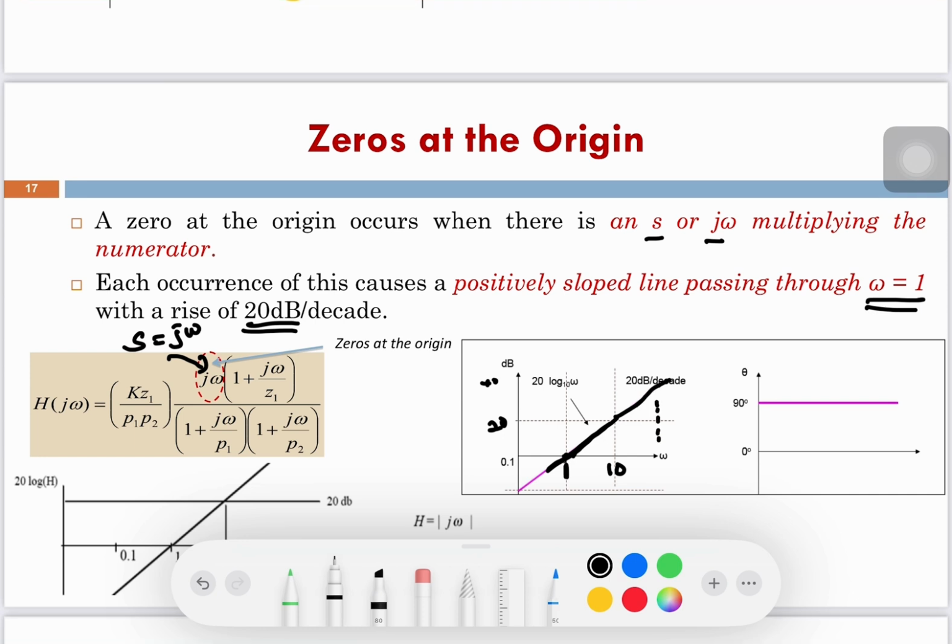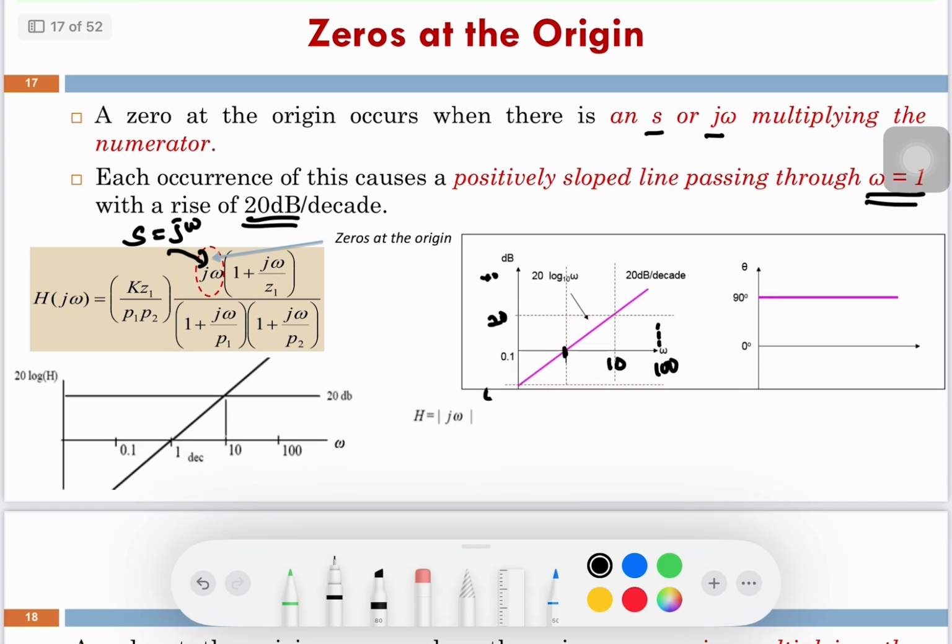Okay, dekat 1, so dekat 100 dia akan naik 20 lagi, which is 40. Okay, bawah ni dia akan naik 0.001 macam tu. Bermaksud bila kita nak lukis zeros at the origin, dia mestilah akan melalui, slope tu akan melalui 1, omega equal to 1 at the 0, 1. Macam tu. Okay, alright.